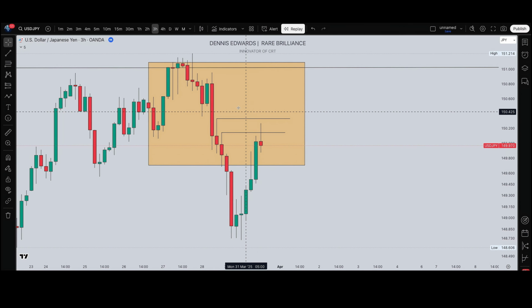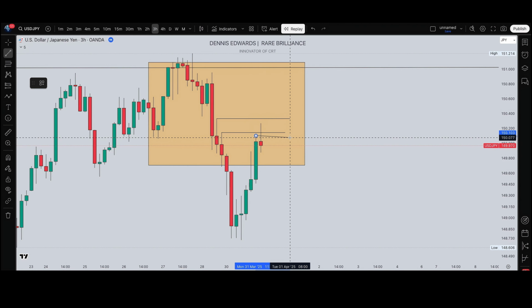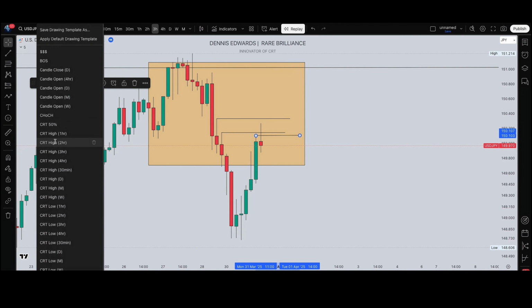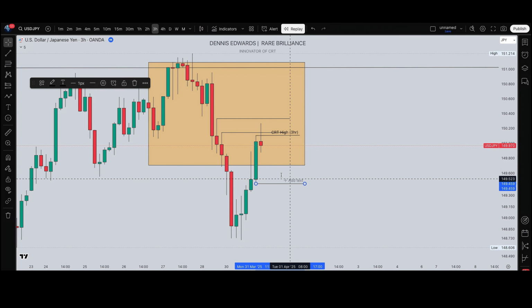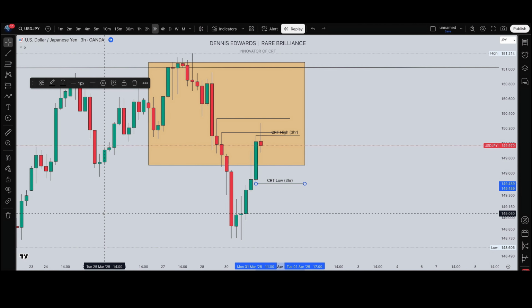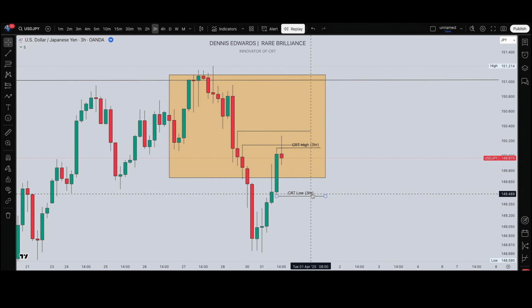Okay, so now as we can see, going on the 3-hour time frame within this actual area of liquidity being collected, we have a 3-hour CRT setup forming. What I'm going to do now is draw out this CRT high and our CRT candle low. So now with our CRT high and low mapped out, once we go back on our lower time frame, we can then see exactly where we are in this exact moment.